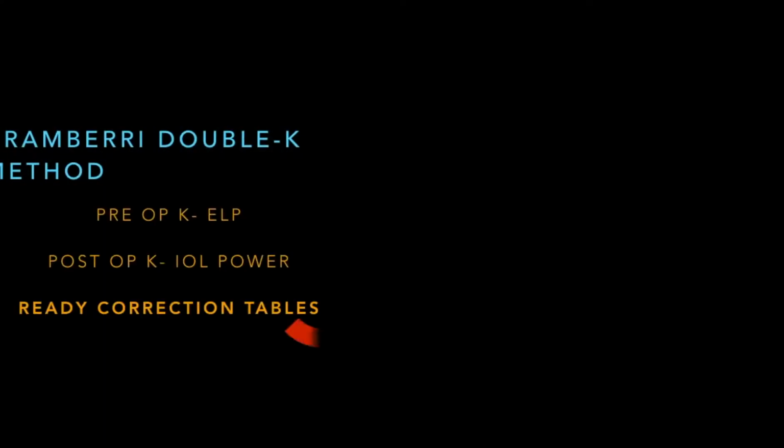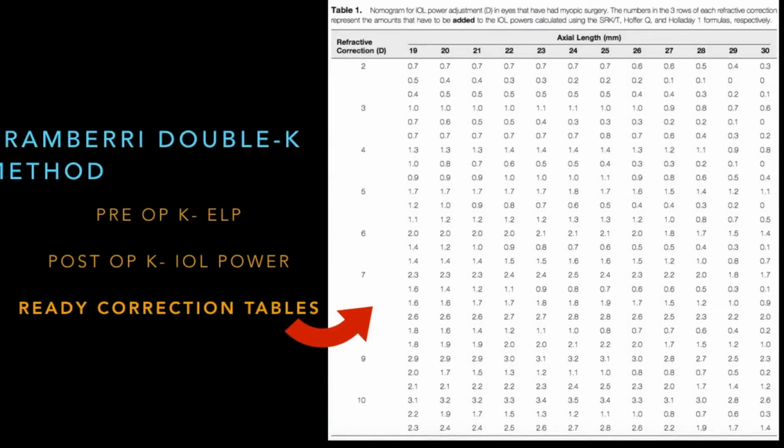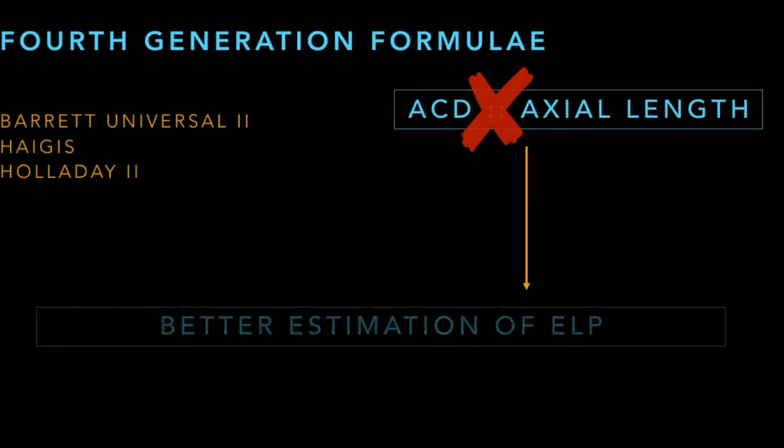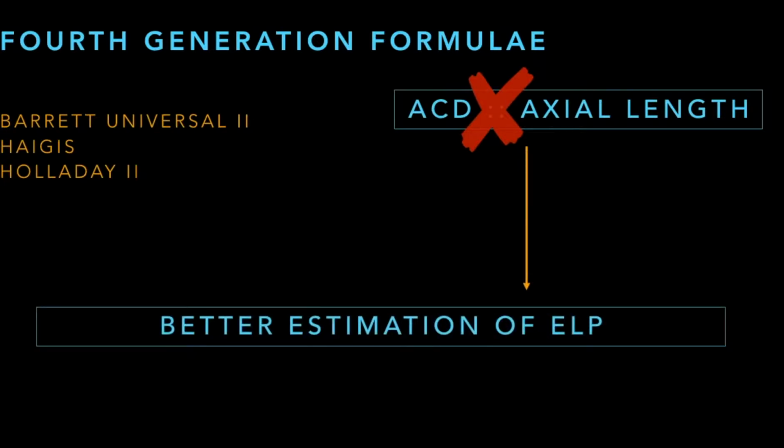To improve the IOL estimations with these formulae, the Aram-Berry double K method may be used. Alternatively, fourth generation formulae may be used, which consider a non-proportional relationship between the anterior chamber depth and axial length and thus provide better accuracy in estimating the effective lens position in post-LASIK eyes.